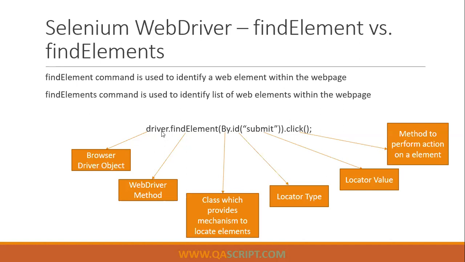Coming to more details inside this, driver is a browser driver object of a particular browser. Find element is a WebDriver method, and it accepts this locator as a parameter. Inside the locator, you have this By class, which provides you a mechanism to locate elements in a web page. And this By class is also a combination of the locator type. So there could be different locator types. In this case it is ID, but it could be a class name, a tag name, or a name, right? So there are several locators. We'll look at them one by one in our next videos.